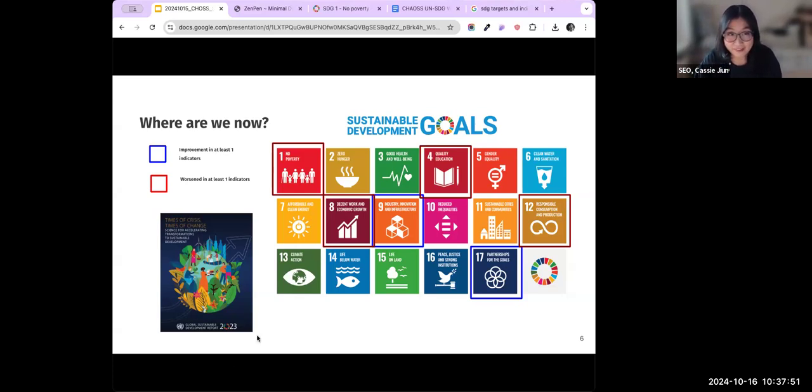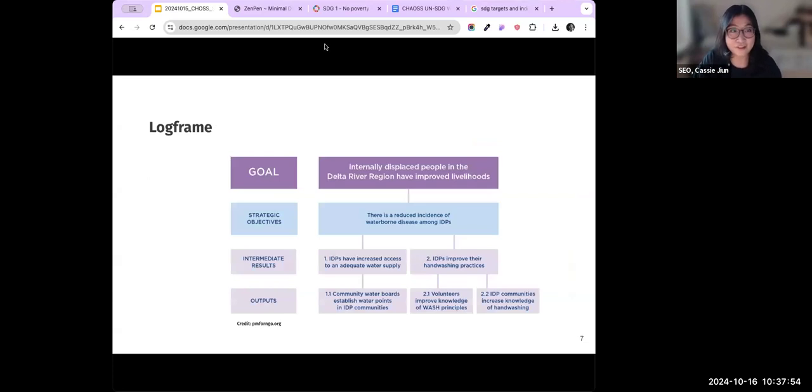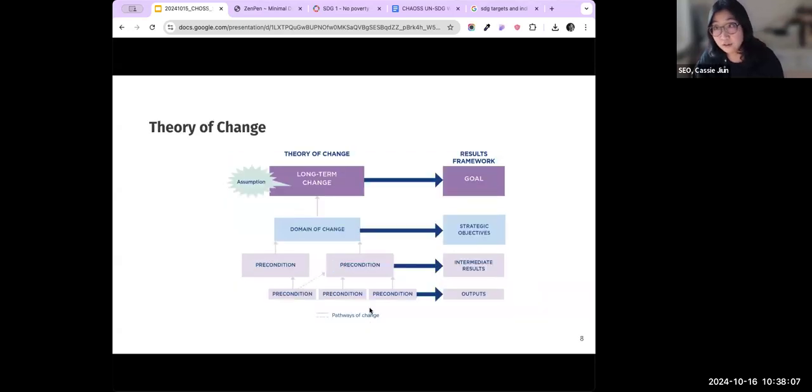But I think that's a really good segue, because I just brought two of the toolboxes and frameworks that international development people use. One is the log frame, and the other is a theory of change. A lot of this SDG mindset, this international development paradigm, comes from this way of thinking.